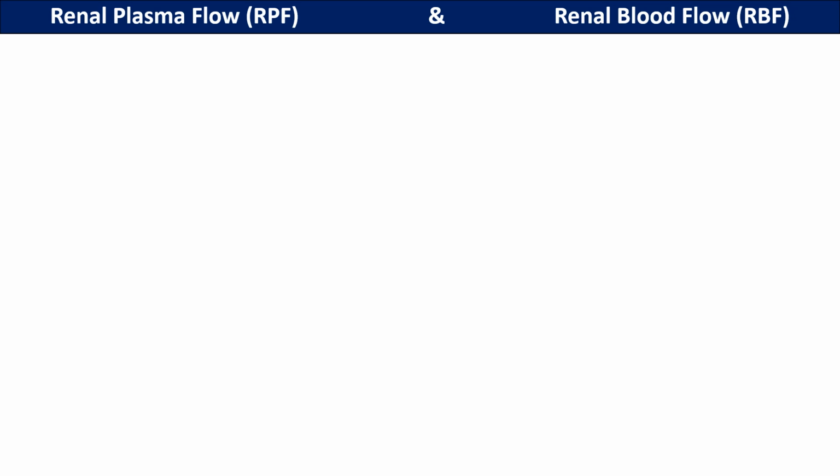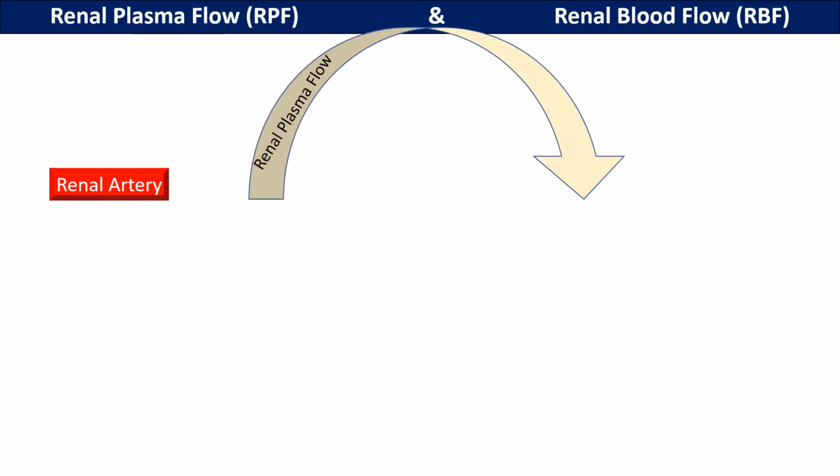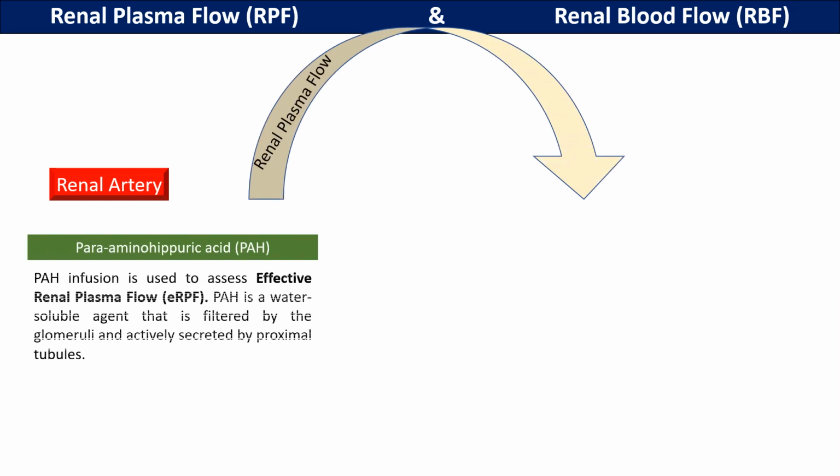We are going to start with renal plasma flow and renal blood flow. So how do we measure renal plasma flow rate? There is a non-toxic water-soluble molecule called para-aminohippuric acid, or PAH, that can be used to measure renal plasma flow. PAH can be infused into a patient to achieve a constant plasma concentration.